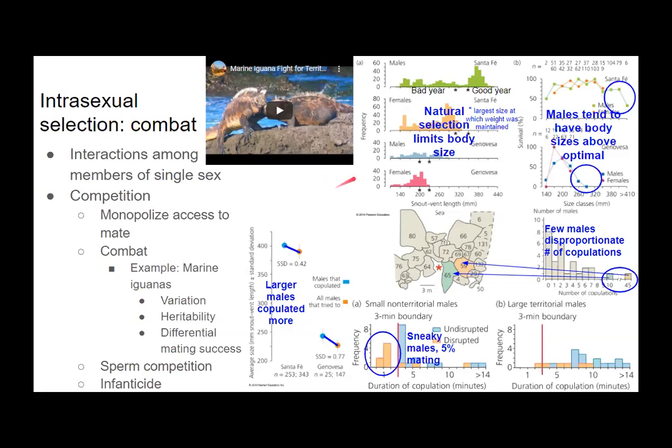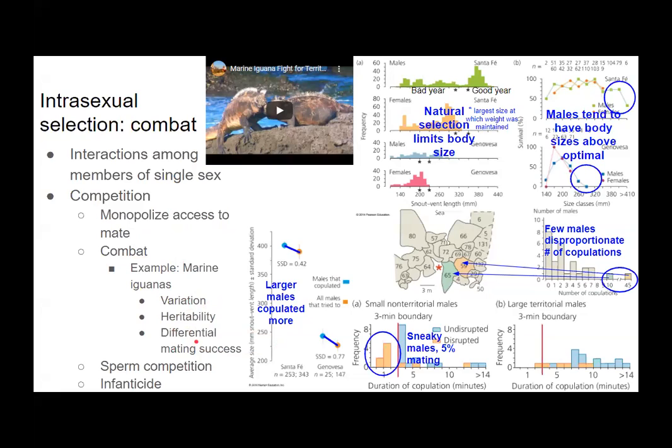So in this example, we see that intersexual selection can result in combat among the males, and that this competition is really all about trying to monopolize access to mates. In this example, we showed that there was variation in competitive abilities. This is heritable, and there's differential mating success based on your overall competitive ability.